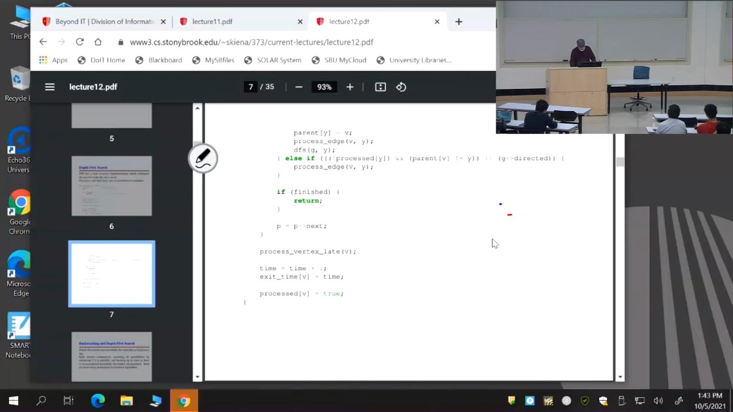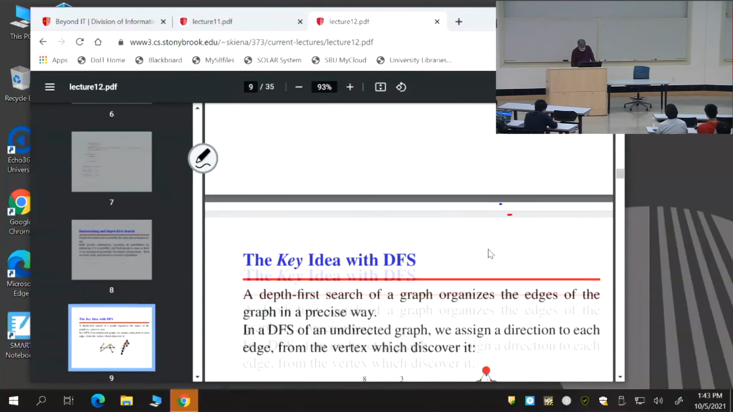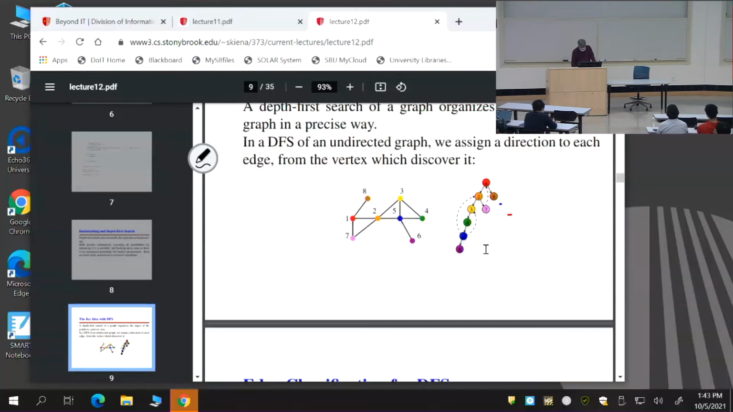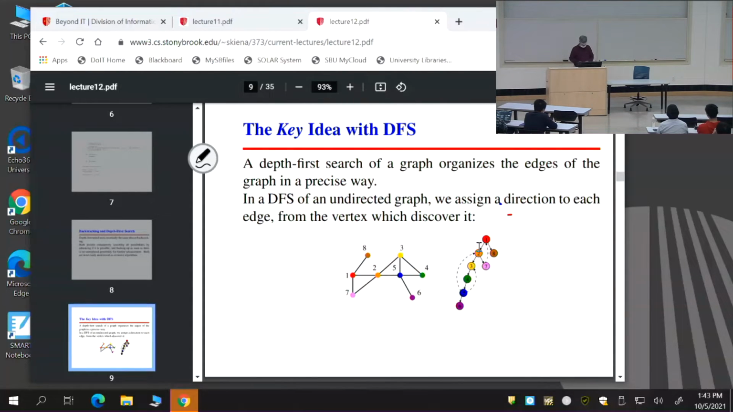Let me do a quick example here. There's a little more complicatedness. But what is interesting about depth first search? Depth first search organizes the edges of an undirected graph in a kind of amazing way. Namely, I'll give you the hint right now. Every edge is going to either be a tree edge or a back edge, back to an ancestor.